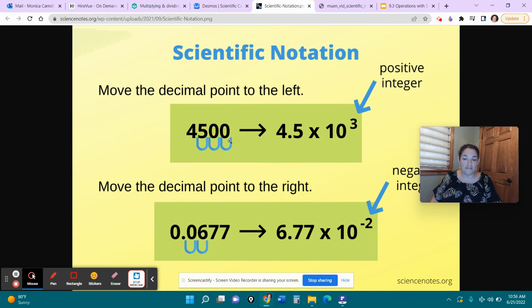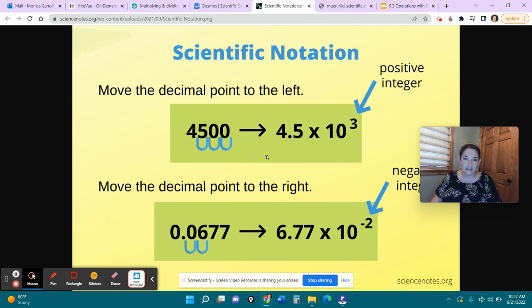So take a look at the number on the left. 4,500 is written like this in scientific notation. Here's another one, 0.0677. Here it is written in scientific notation. Now, Kylie, on this first example here, can you tell me how many times did they move the decimal point? How many blue loops are there? How many movements did they make? That's right, three. And do you see the three over here? That's where the three is coming from.